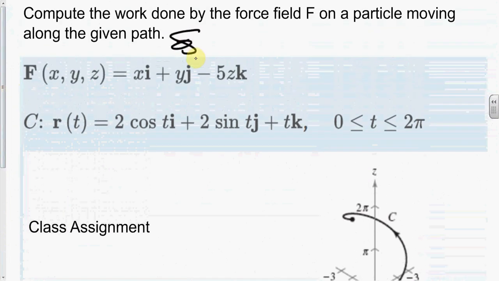So you're calculating this, right? So you need capital F, you need dr, and dr can be found from r. Take this derivative, and then do the dot product, and let's see what you get. $66. Yep, you got it. Good deal.